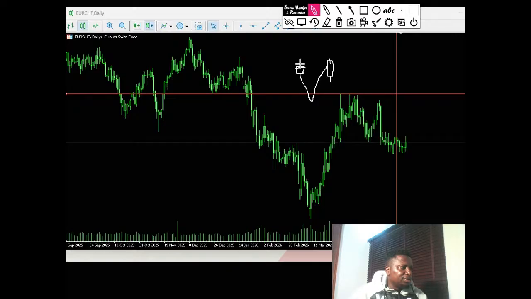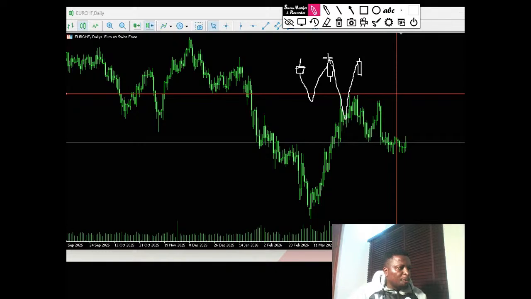Now, all things being equal, when you are marking, let me make it three. Now, when you are marking this place as resistance, you don't say resistance is here because this is the highest level. I'm talking about ranging market. I will talk about ranging market when we are talking about trend line.